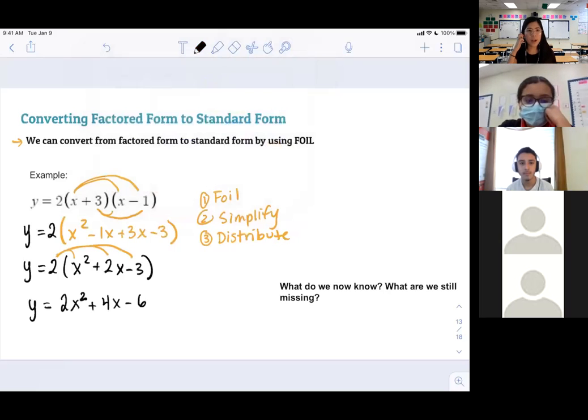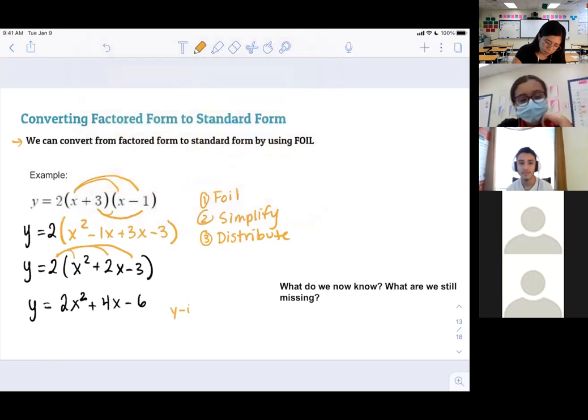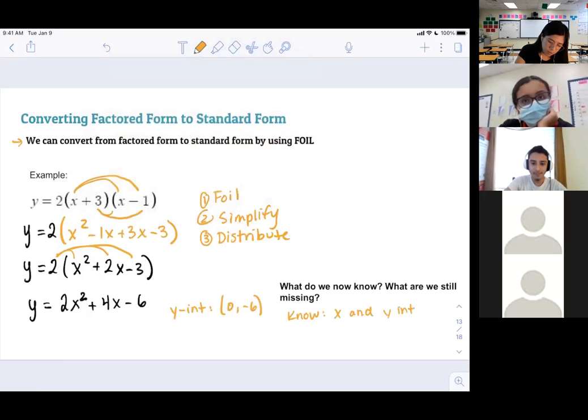Perfect. So now what do I know? You know the y-intercept. Which is where? Negative 6. 0 comma negative 6. Perfect. What are we still missing? The vertex. We know the y-intercept and the x-intercept, but we're missing the vertex. Good.